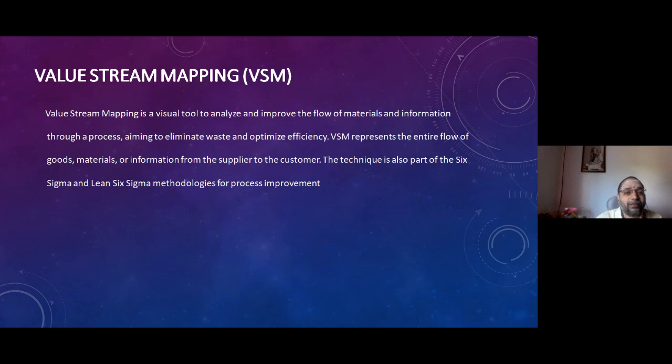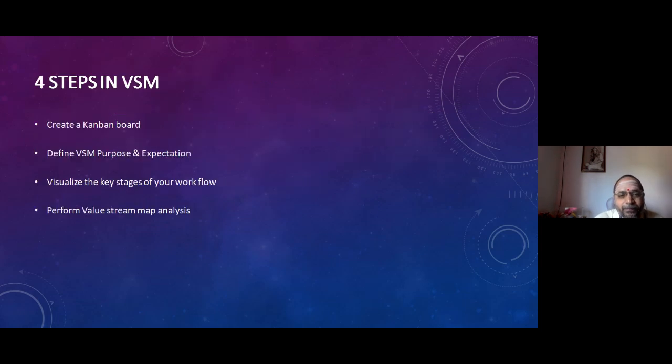Now, how is it different from a process map is something which we have to think about, right? A process map also represents, and you can have it at business level, at plant level, at various levels. But how is this different? So steps again, right?